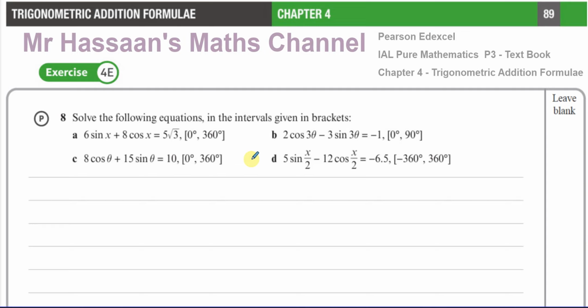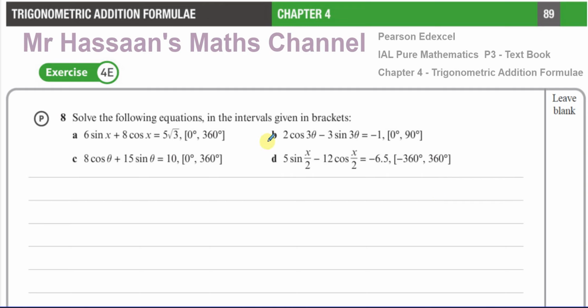Okay, and I'm going to actually answer question B first. In fact, I'll probably answer all of these questions in this little video just to make sure that the question understands exactly what to do. So here we're asked to solve the following equations in the intervals given in brackets.